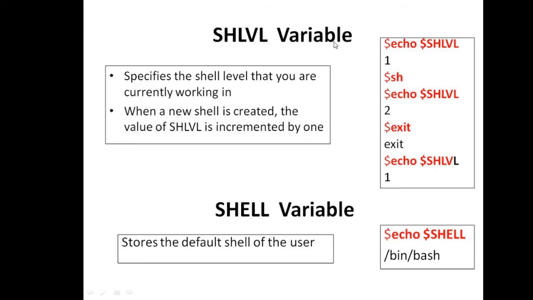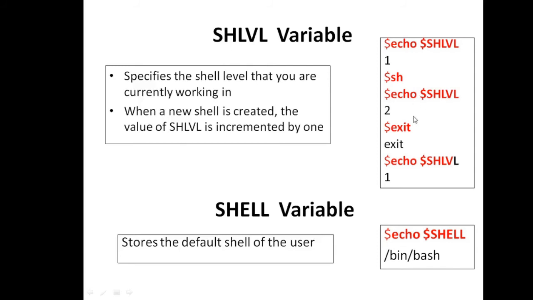Shell level variables. This tells you in which shell level you are currently working. That means in a parent shell you can keep on creating child shells. You create a child shell, and in that child shell you create another child shell. Here you can see echo SHLVL is 1. Then you create another child shell, and again you print the shell level.